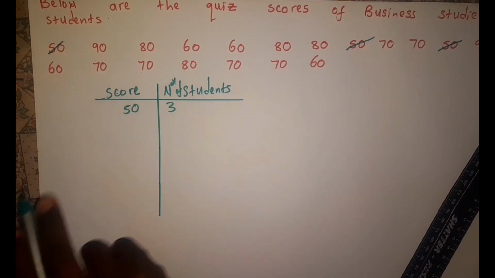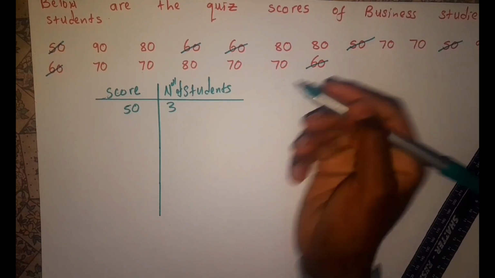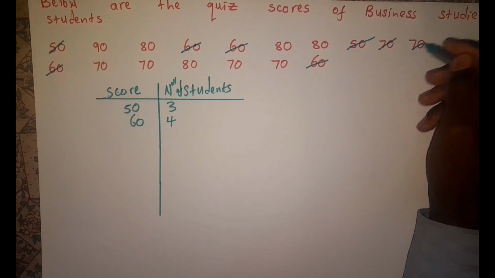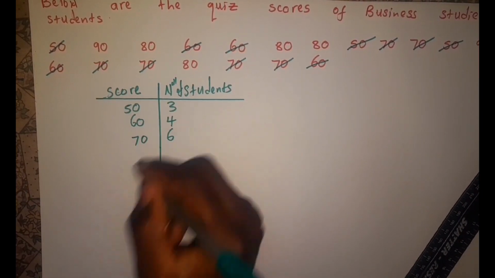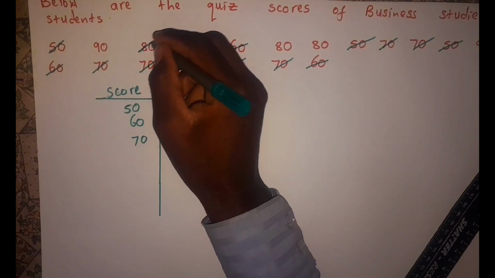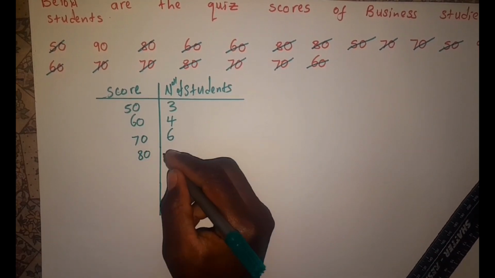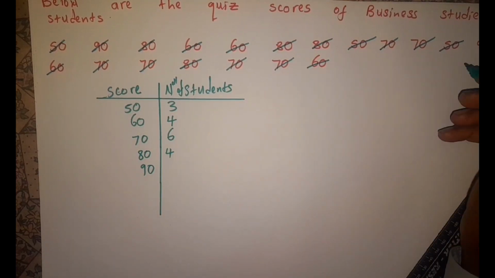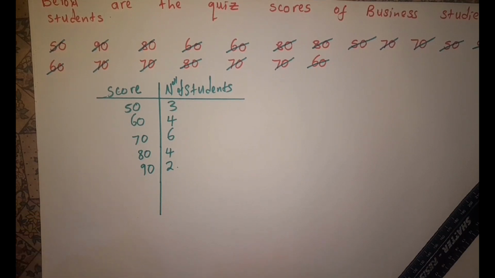What about the ones who scored 60? We have 1, 2, 3, 4. So for 60 marks, we have 4 students. And what about 70? We have 1, 2, 3, 4, 5, 6. So on 70, we have 6 students. Then on 80, we have 1, 2, 3, 4. So 80 has 4 students. And then on 90, we have 1, 2. We only have 2 here. So now our data is easier to represent on a simple bar chart.